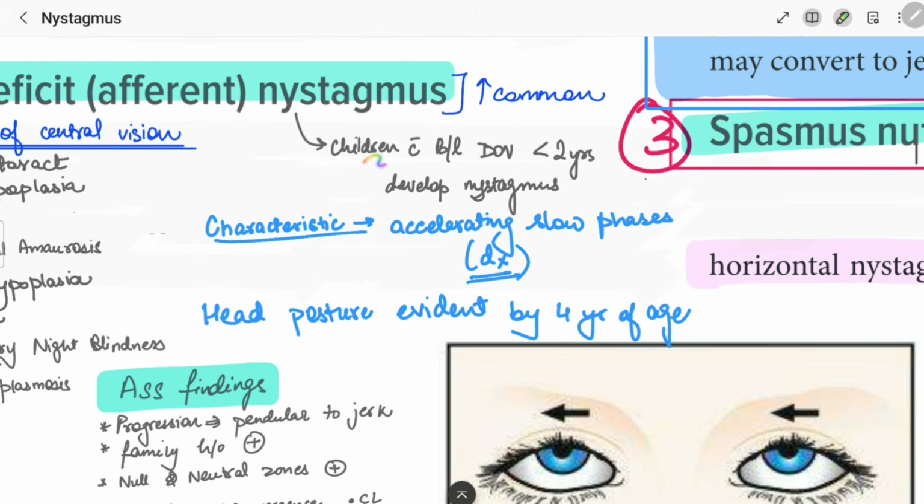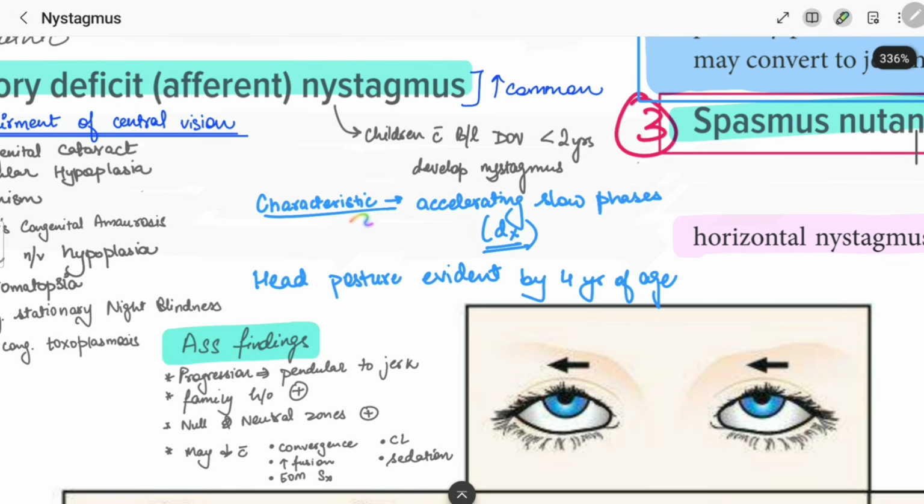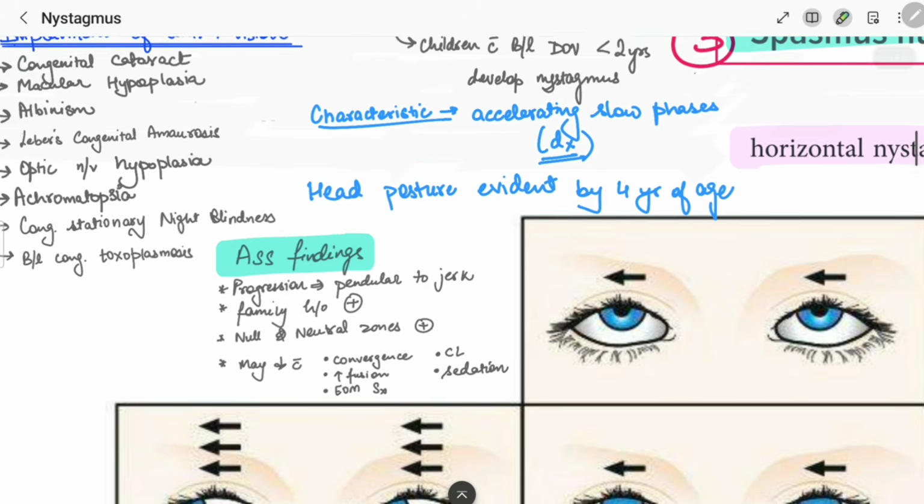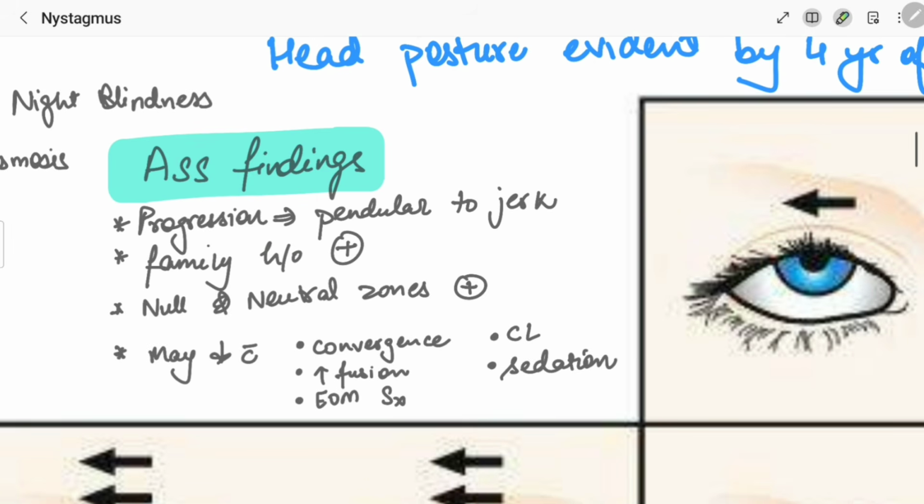And if a child has bilateral diminution of vision in less than 2 years of age, then the child may develop nystagmus. Now, the characteristic of this nystagmus is that it has accelerating fading. This is the diagnostic point for this nystagmus, that it has accelerating slow fading. And these children develop a head posture which is evident by 4 years of age. Associated findings is that this nystagmus shows a progression. It goes from pendular type to the jerk type. The family history is present, and it may have neutral or null zones.